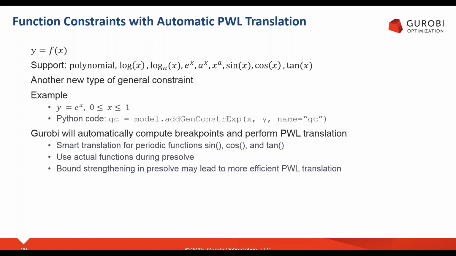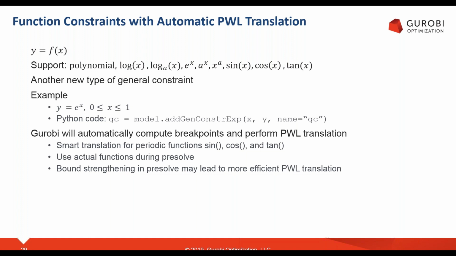But then something that you may not be able to do so well outside of Gurobi is to exploit pre-solve reductions that may tighten the domains of the involved variables. So during pre-solve, Gurobi can still use these functions as they are. So the domain reductions and the domain propagations would actually use the knowledge that that is an exponent function. And that can be propagated better than a corresponding piecewise linear approximation of that.